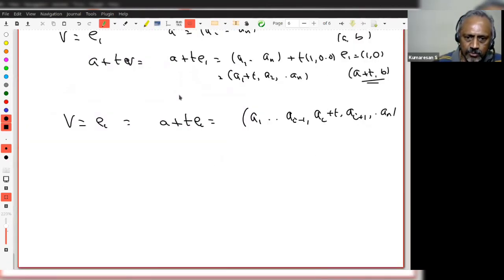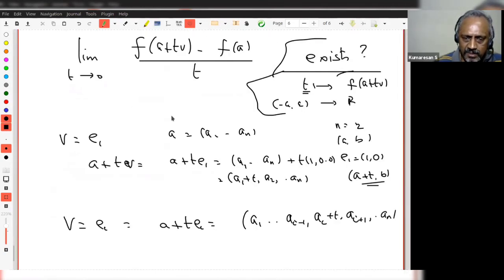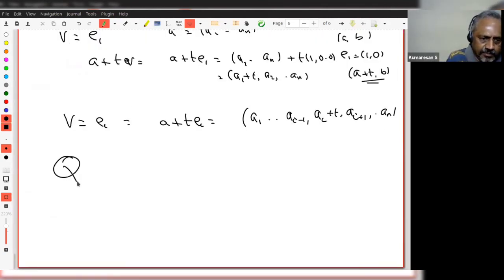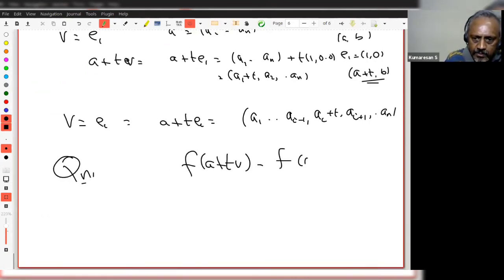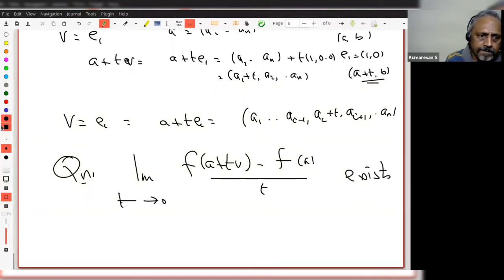We will give it a name. So the question is whether the limit exists. Again, let me formulate the question: f of a plus tv minus f of a, by t, limit t going to 0, whether it exists. Just now I said the answer. What did I say? I gave an analogy. This is something like a partial derivative. Just now I gave the example of R2. So what is your answer?